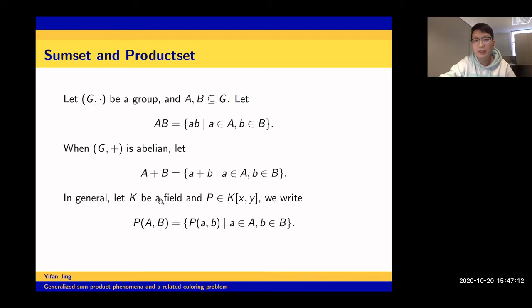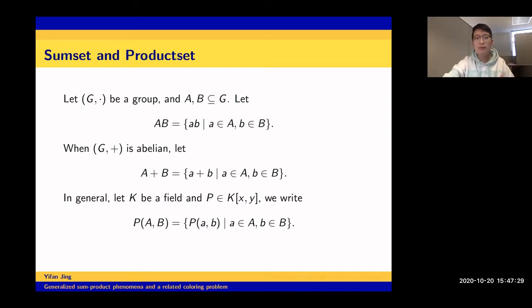And in general, let K be a field and P a bivariate polynomial over this field K. We can write P(A,B) to be the set of P(a,b), where a is in capital A and b is an element in capital B.